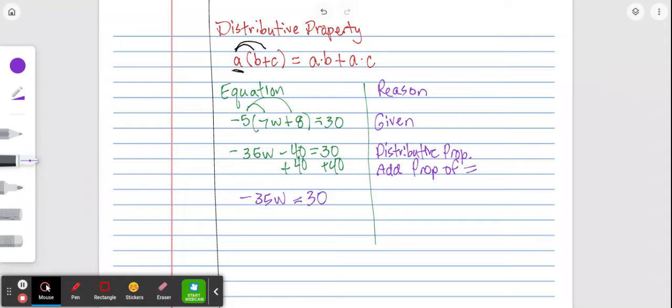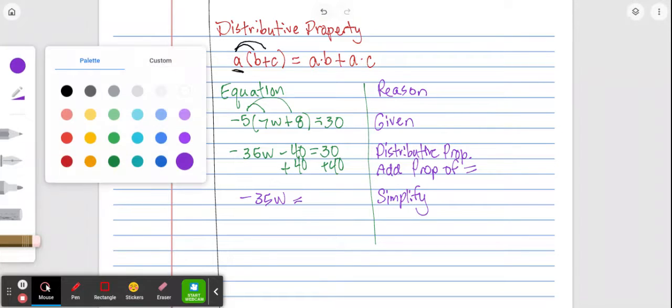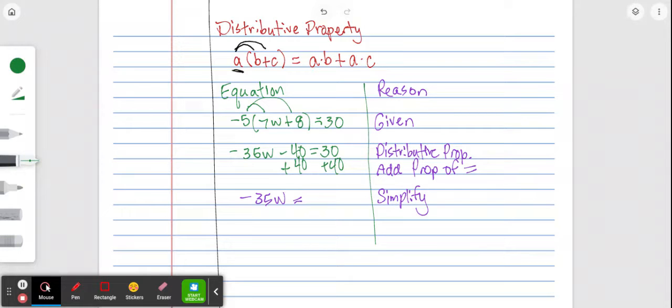Oh no, I messed up my colors. It's fine. And I do this because I simplified, or I combined like terms. Oh, Miss Miller forgot to actually add the 30 to the 40, didn't she? 70. All right, last step.